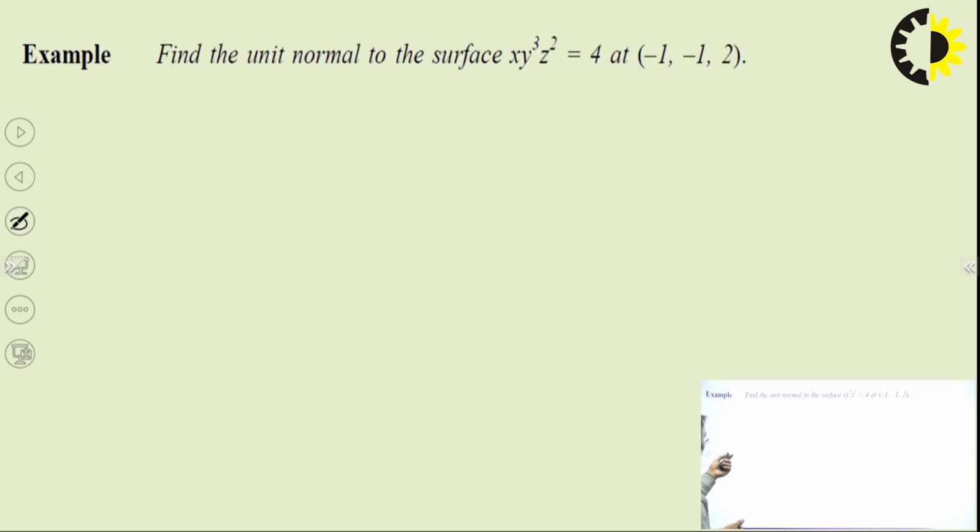Moving further, let's take one example of how to calculate the outward unit normal vector. Basically, this is the perpendicular direction. So I have one example here. We must find the unit normal of this surface at the point (-1, -1, 2). Here -1 is for x, -1 again is for y, and 2 is for z. Let's first denote the given surface by phi(x, y, z) equals x y cube z square. This is given to be 4.